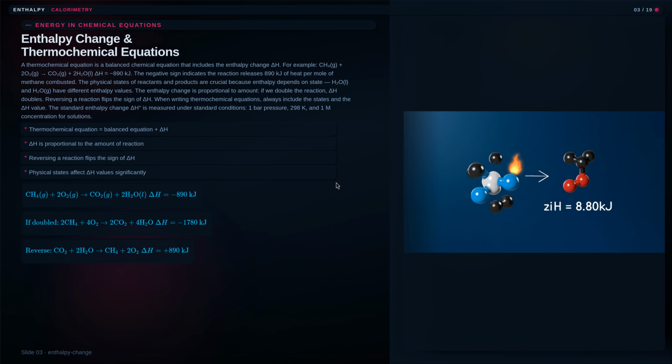The enthalpy change is proportional to amount. If we double the reaction, delta H doubles. Reversing a reaction flips the sign of delta H. When writing thermochemical equations, always include the states and the delta H value. The standard enthalpy change, delta H naught, is measured under standard conditions: 1 bar pressure, 298 Kelvin, and 1 molar concentration for solutions.